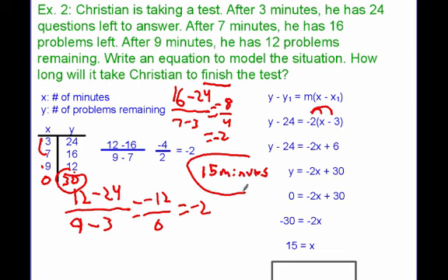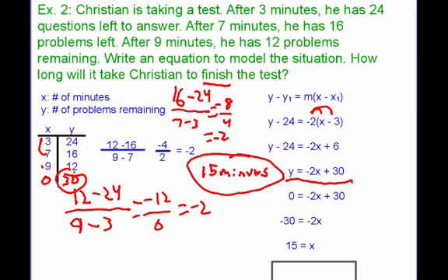to finish the test. So you can see that in this problem, because I didn't know what the y-intercept was to start, I found the slope, I used point-slope form, I plugged it in, and I worked it out till I got the equation in slope-intercept form. We're always going to try and put the equation in slope-intercept form. Makes it easy for us to graph. Then I just plugged in 0 for y, because I knew that that's how many questions he would have left when he was finished, and I worked it out.